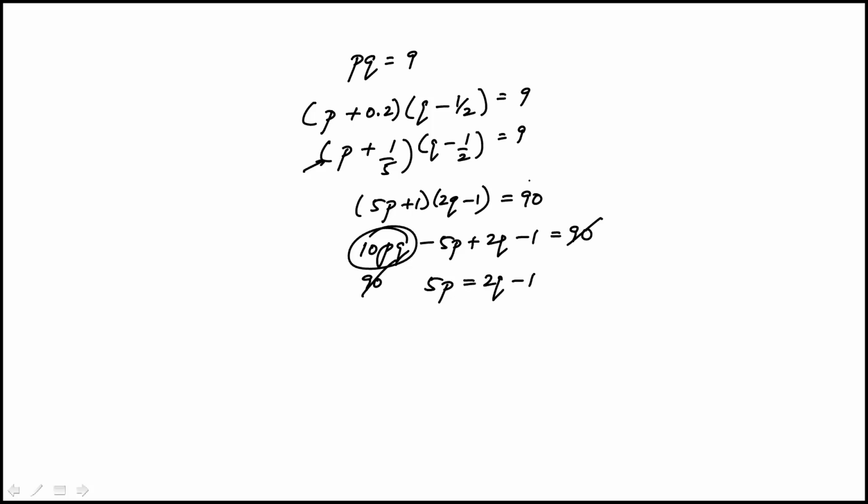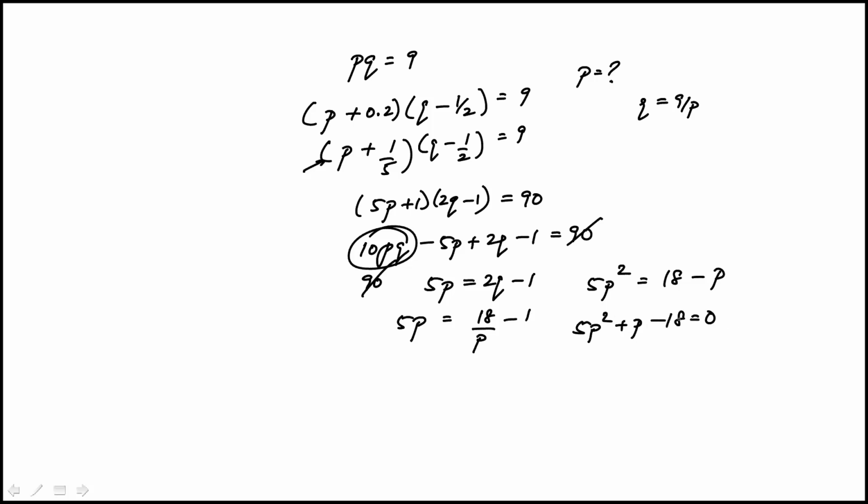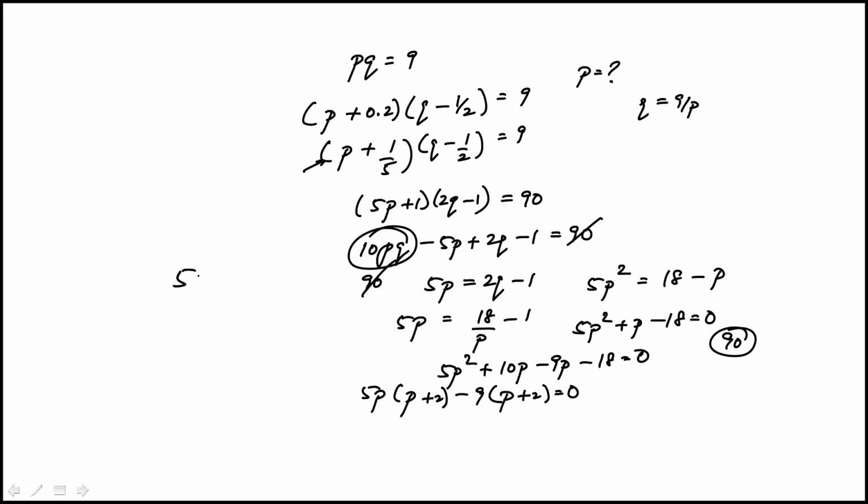is equal to 2Q minus 1, and I really focus on P, so Q is 9 over P. So 18 over P minus 1, multiply both sides by P. 5P squared plus P minus 18 is 0. 5 times 18 is 90. Two numbers are going to be 10 and 9. And then 5P minus 9, P plus 2. Then I factor out the P plus 2. P can't be negative, so that doesn't give me a solution. That P gives me 1.8.